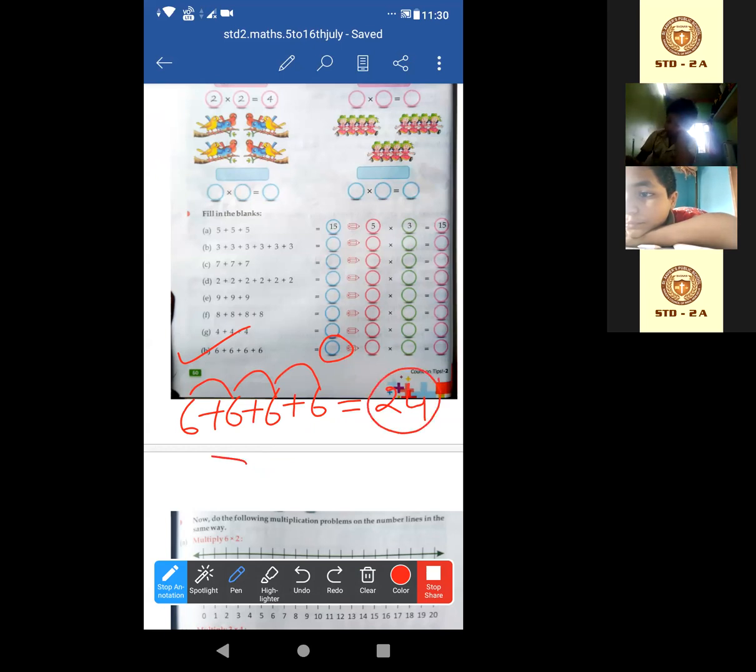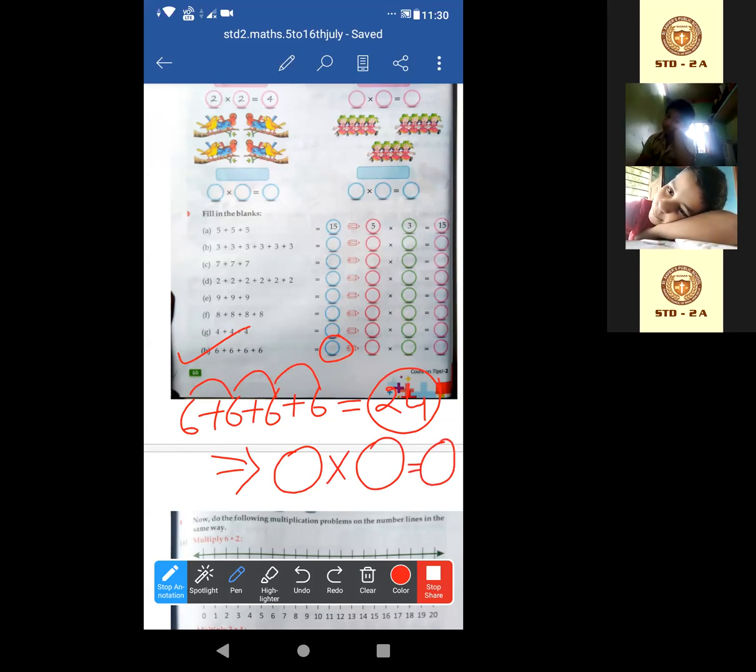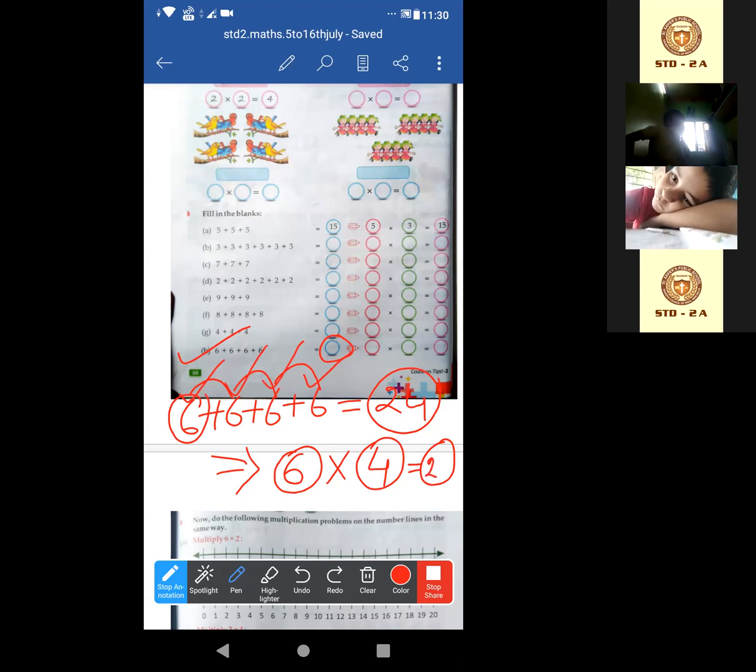Then here, first circle and second circle. Complete it. As it is given 6, in the first circle we will write 6. Now how many times 6 are written? First time, second time, third time, fourth time. 4. Now the result will be same, 24. Complete this.